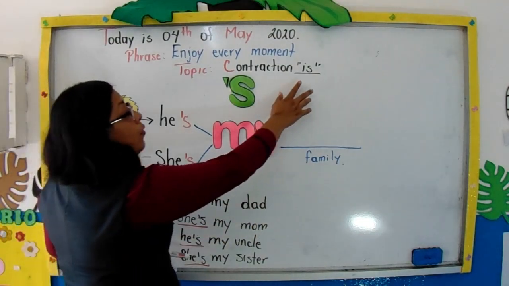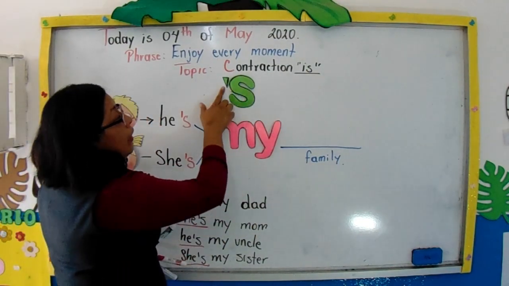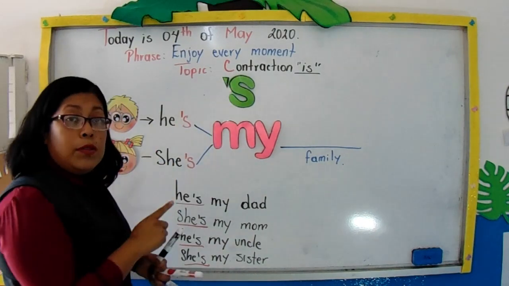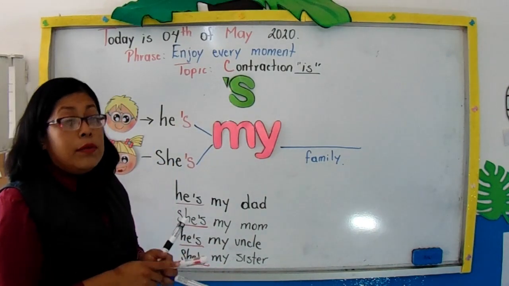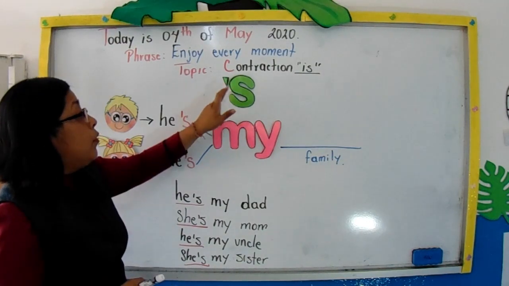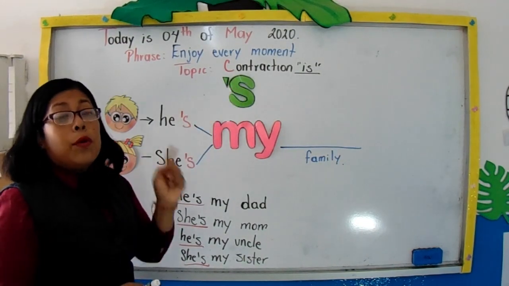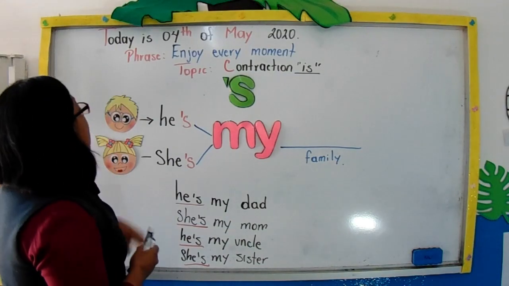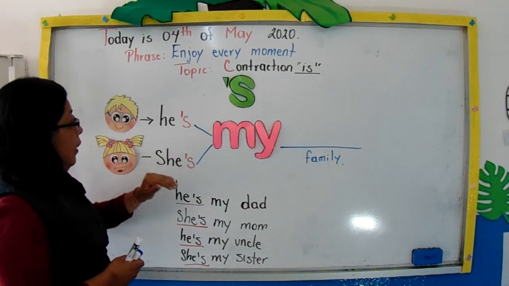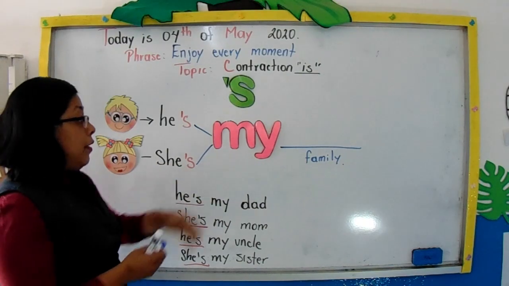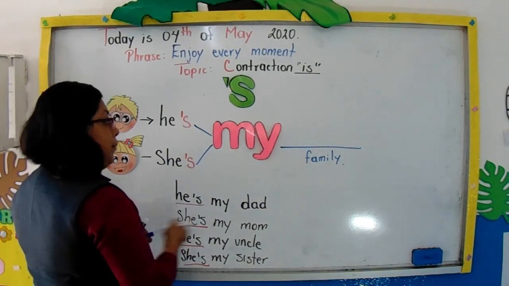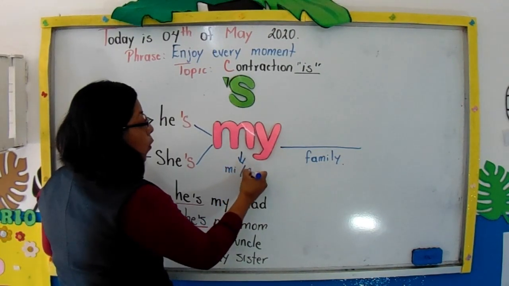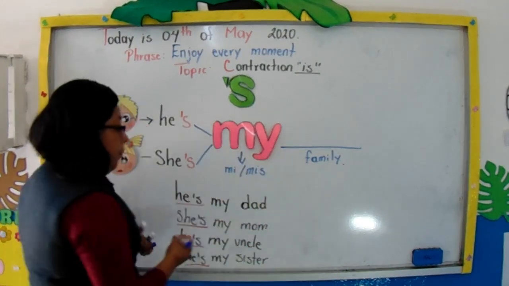Remember, the contraction of is, it is apostrophe s. And we are just going to use the apostrophe with pronouns. Solamente usamos el apostrophe s con pronombres. Nunca utilizamos un nombre. Y en este caso vamos a trabajar he's o she's, my, que significa mi o mis, right? Remember, in Spanish, mi o mis y un miembro de la familia.